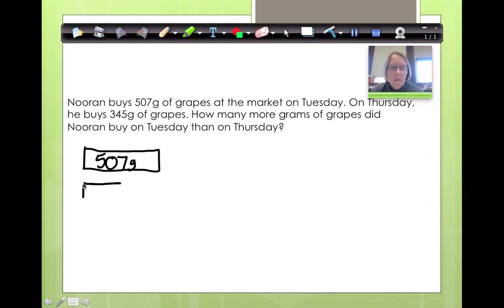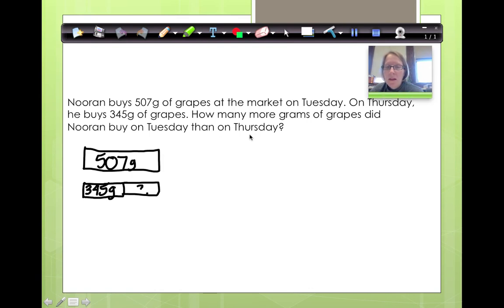So, this piece is what we're going to take away. This is what he did on Thursday. So this is the piece from here to here that we don't know. This is what we have to find out. So, please, this is how you would draw a subtraction tape diagram.